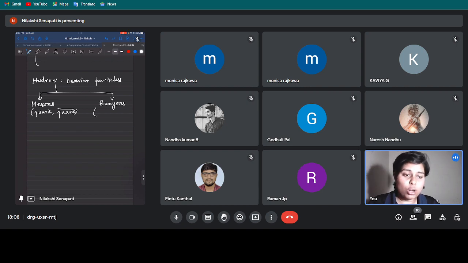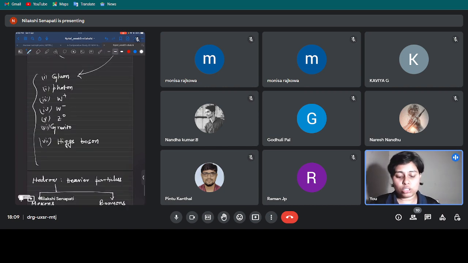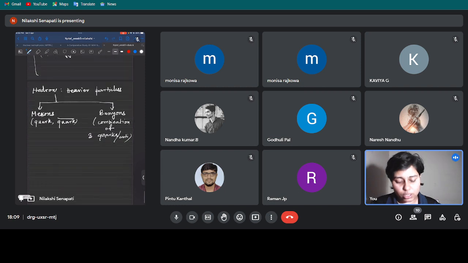Baryons are made up of a combination of three quarks. Quarks means quarks or antiquarks, anything can be possible. So there are many baryons: baryon decuplet, meson octet, baryon octet. All these things are there, but you don't need to know about them at this moment. So these are the fundamental particles that I wanted to talk about.